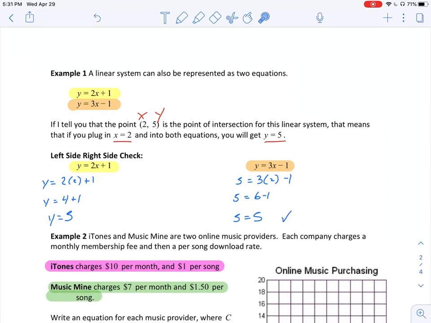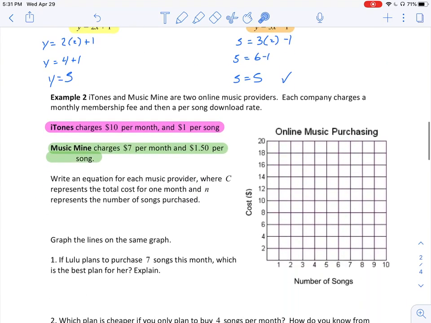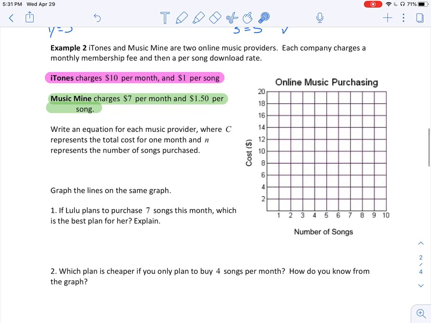So our second example, iTones and MusicMine are two online music providers. Each company charges a monthly membership fee and then a per song download rate. We see iTones is $10 a month and then $1 per song. MusicMine is $7 a month and then $1.50 per song. So write an equation for each music provider where C represents the total cost for 1 month and N represents the number of songs purchased.